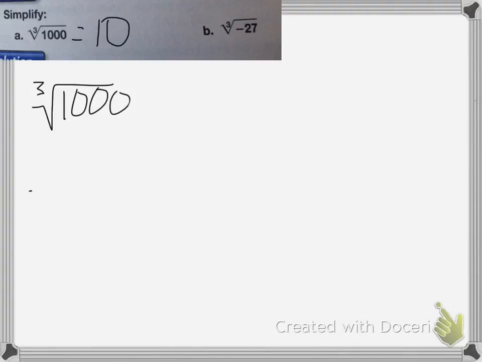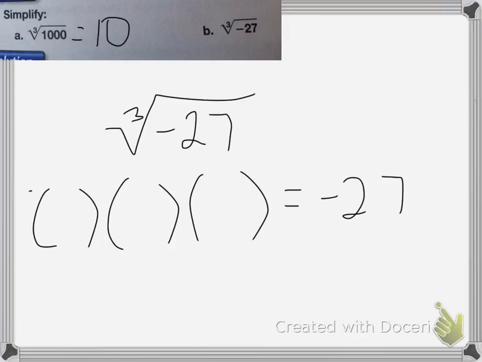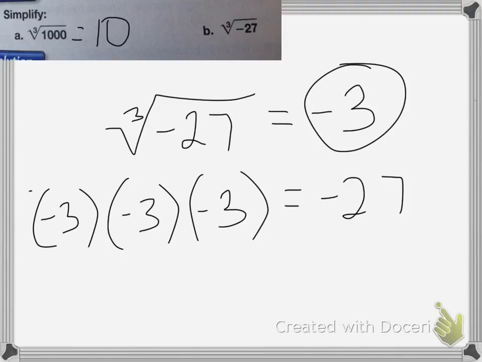Now we have the cube root of negative 27. Again, it's three numbers that multiplied together equal negative 27. And that's going to be negative 3, because negative 3 times negative 3 times negative 3 equals negative 27. So the cube root of negative 27 is equal to negative 3. Okay, that's it for this lesson.